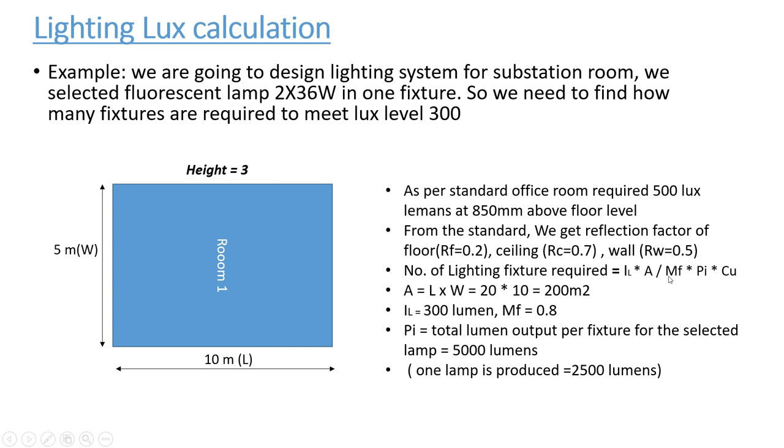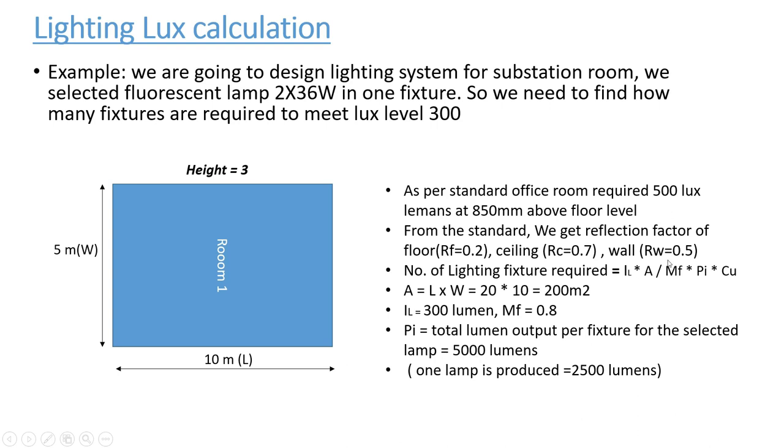MF is the maintenance factor, considered as 0.8 as per the standard. PI is the total lumen output from the selected lamp. Here the selected lamp is a fluorescent lamp. I have selected a 36 watt lamp, and this particular 36 watt fluorescent lamp produces 2500 lumens output. I have selected 2 lamps for the fixture, so the total output produced is 5000 lumens.